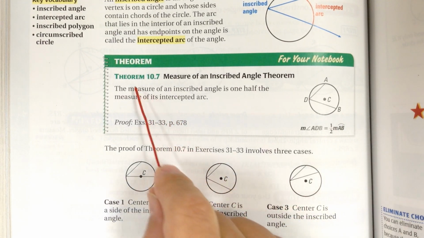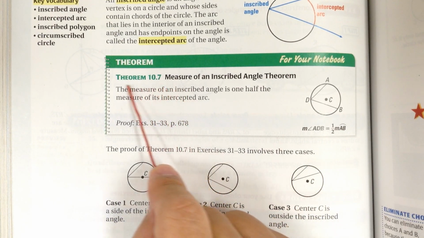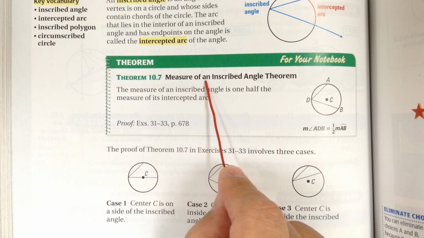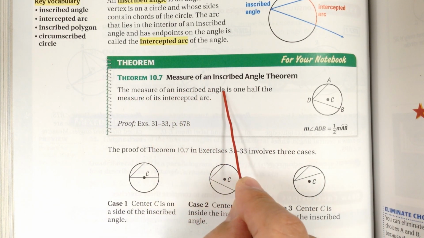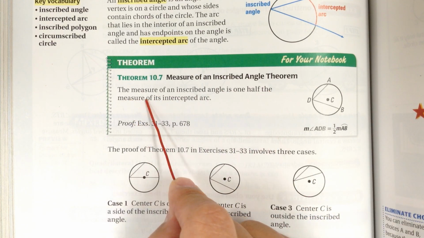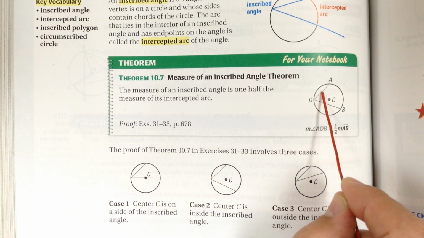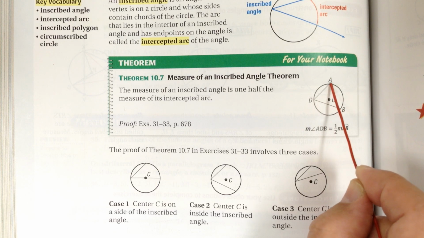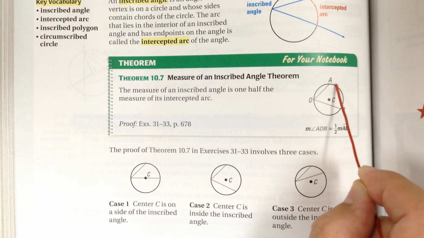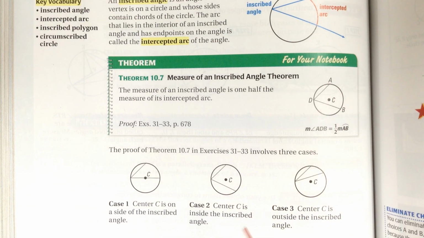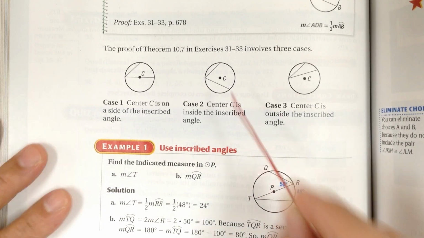Now let's go to theorem 10.7. Theorem 10.7 is the measure of an inscribed angle theorem. It says the measure of an inscribed angle is 1/2 the measure of the intercepted arc. So this angle is half of the measure of the arc. Again, the angle is half of the arc.